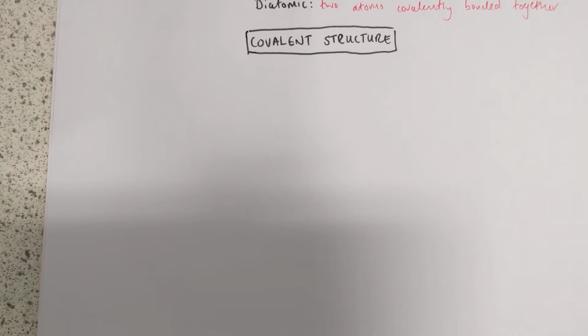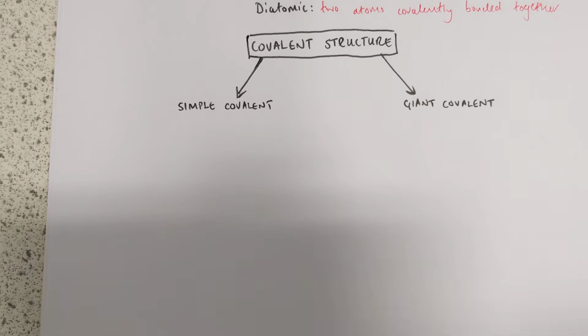Now the slightly tricky thing about covalent bonding is it's actually got 2 potential types of structure you need to look at. The 2 different types of structure are known as simple covalent and giant covalent. In terms of how you spot which one's which, it's reasonably easy to keep track of which one you're going to be using for different types of covalent bonding.